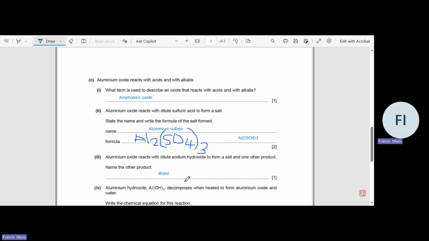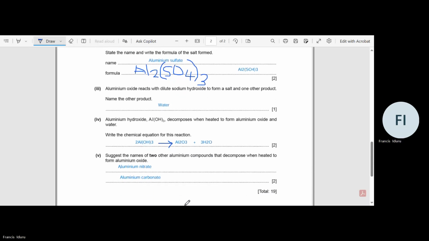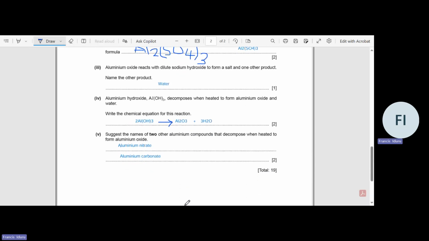Figure 4. Aluminium hydroxide decomposes when heated to form aluminium oxide and water. Write the chemical equation for that. So aluminium hydroxide is that, and then Al2O3 plus 3H2O, just a balanced equation, and we are good to go. That's all. Make sure you write the equation. The formula of aluminium hydroxide: aluminium is plus 3, OH is minus 1. So it's Al(OH)3 to give us Al2O3, then 3 moles of water.